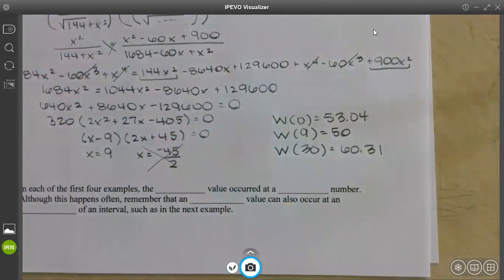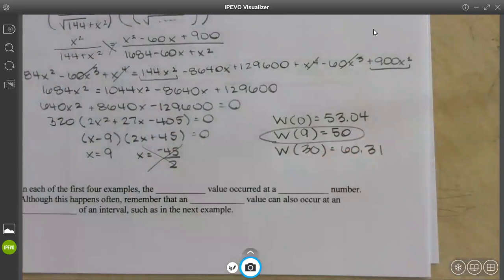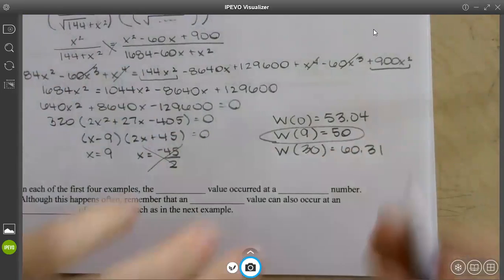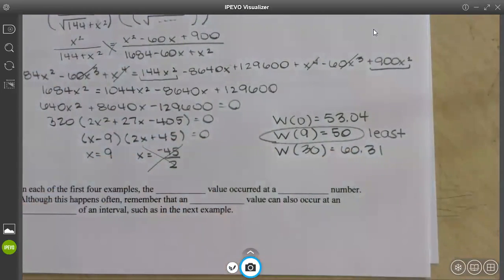Go back to the beginning. What did we want to do? Least. Which one is the least? That one produces the least. 50 is the least amount. And then you're done with the problem. I know it's crazy. Now the work is long, it's just not hard work. You know what I'm saying? It's not like the other ones where you're setting up equations crazy.